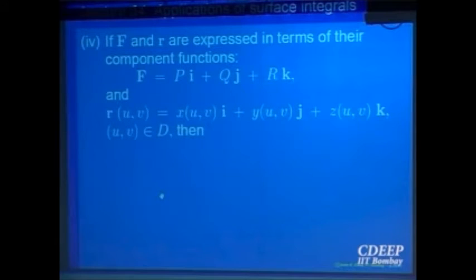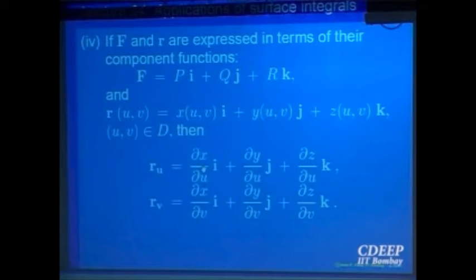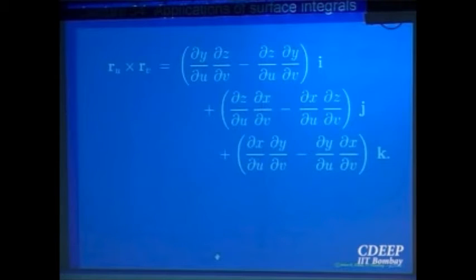So from here let us compute ru. If this is the parameterization, what is ru? It is xu i plus yu j plus zu k. Similarly, compute ru cross rv from here. That is a determinant, and that gives you this formula for ru cross rv. Abstract, right? Fine. So these are the expressions which are going to appear in the surface integral of F dot n.